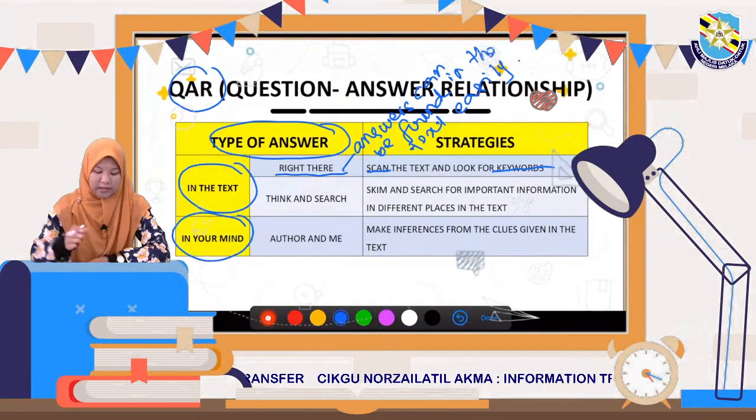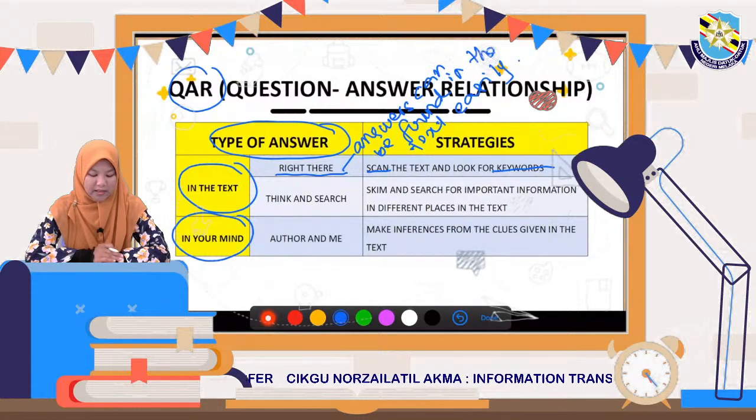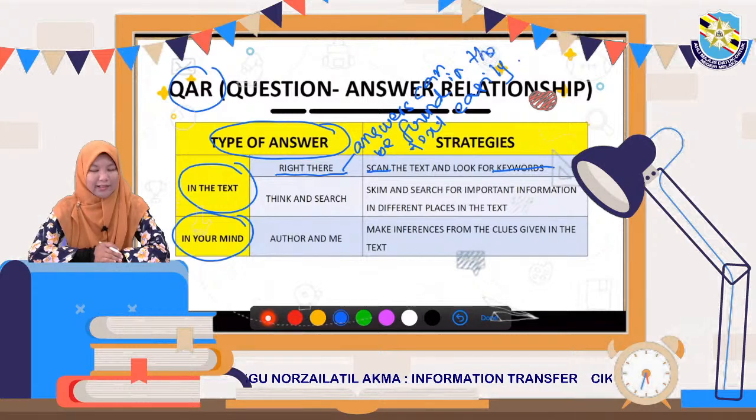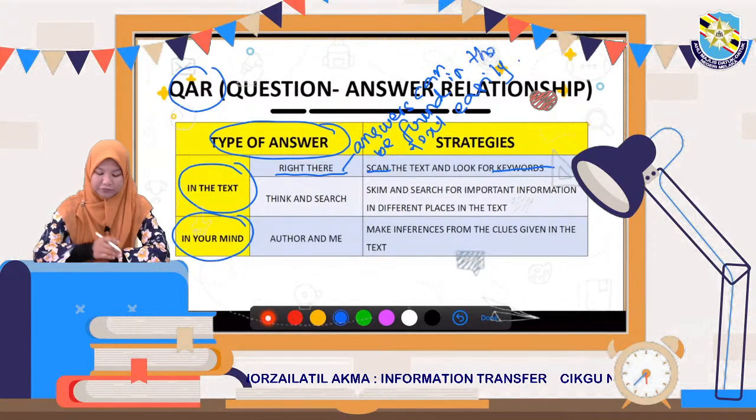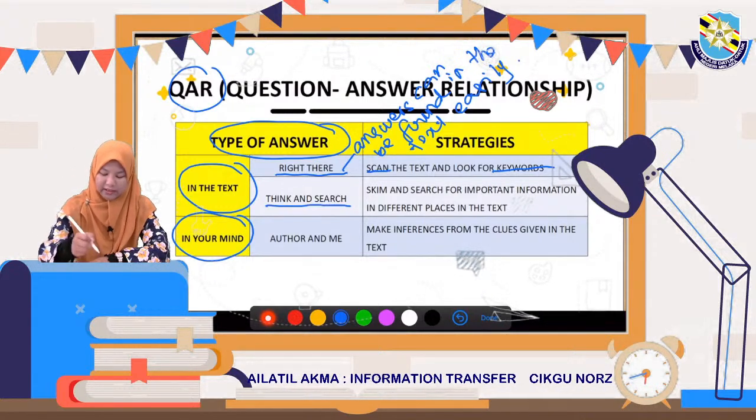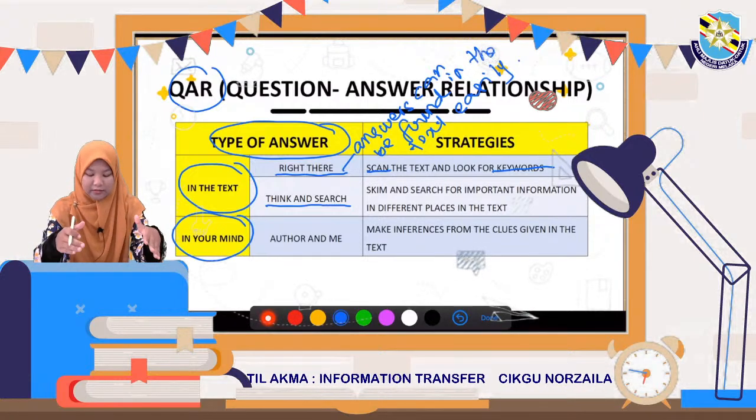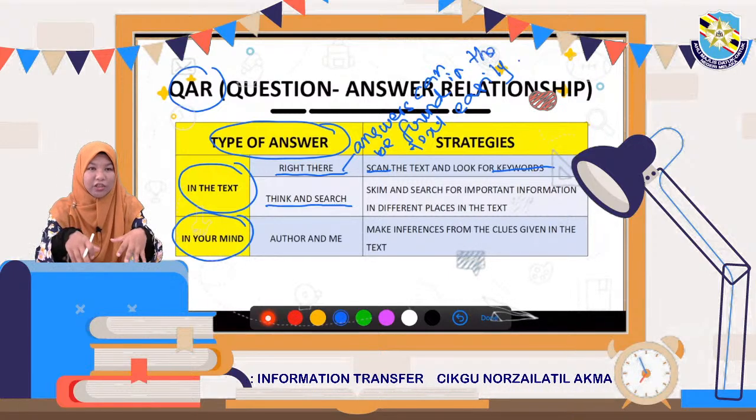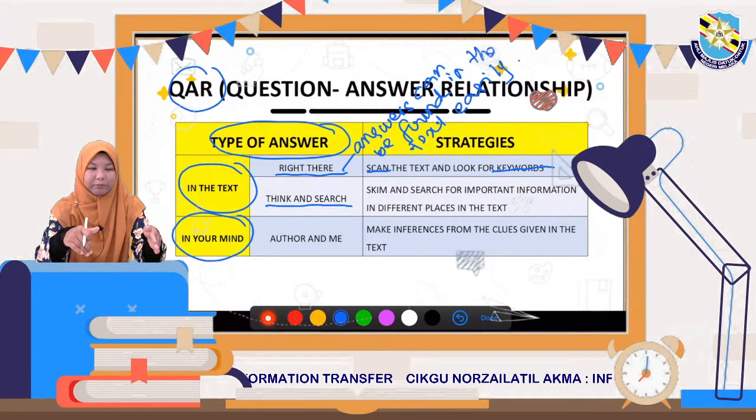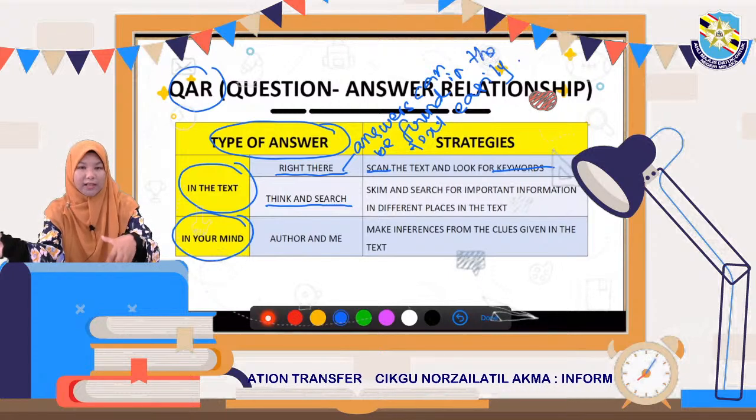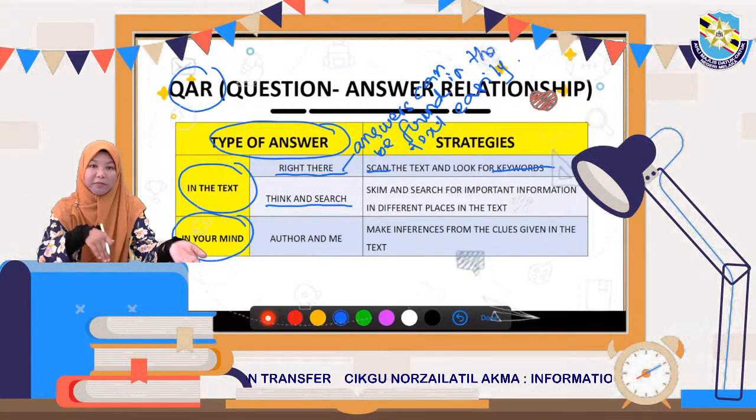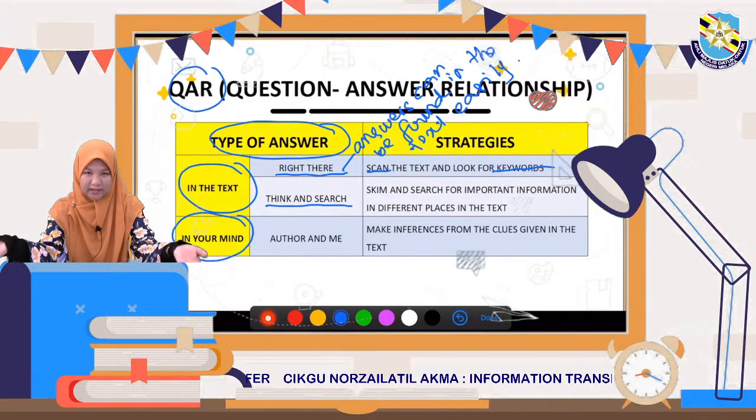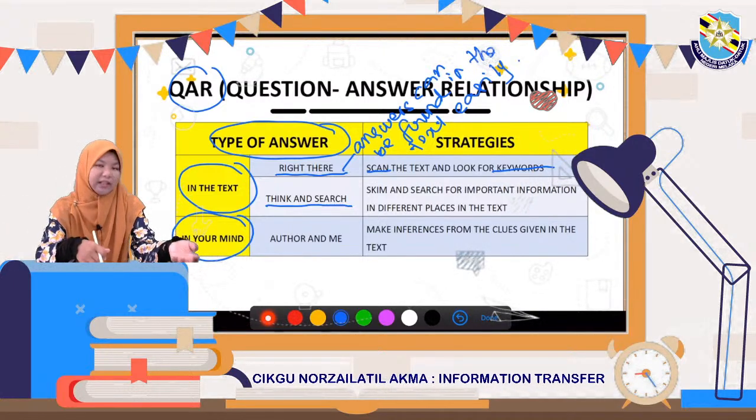Second, for the type of answer that you can also find in the text, we call it think and search. Think and search here means that the answer is there. Obviously, the answer is in the text, but you need to do some searching. You need to look for it. Sometimes question number 1 is not necessarily in paragraph number 1. It can be anywhere in the text. This is what we mean by think and search.